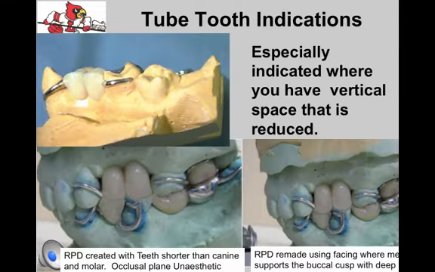A tube tooth is possibly indicated where you have a vertical space that's reduced. The exception would be where the buccal cusp would be much shorter than the teeth on either side of the replacement teeth. Then you may need a facing where you can keep the buccal cusp much longer, reduce the lingual cusp for occlusion, and keep the tooth protected from breaking off. The metal backing on the tooth protects the buccal cusp from breaking.